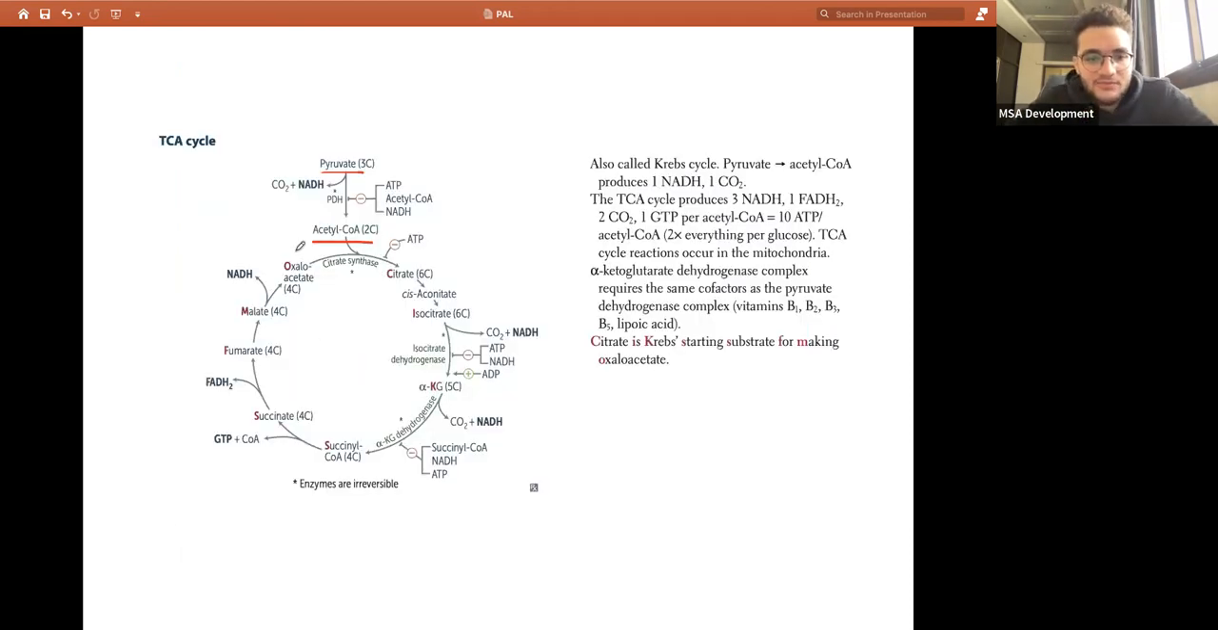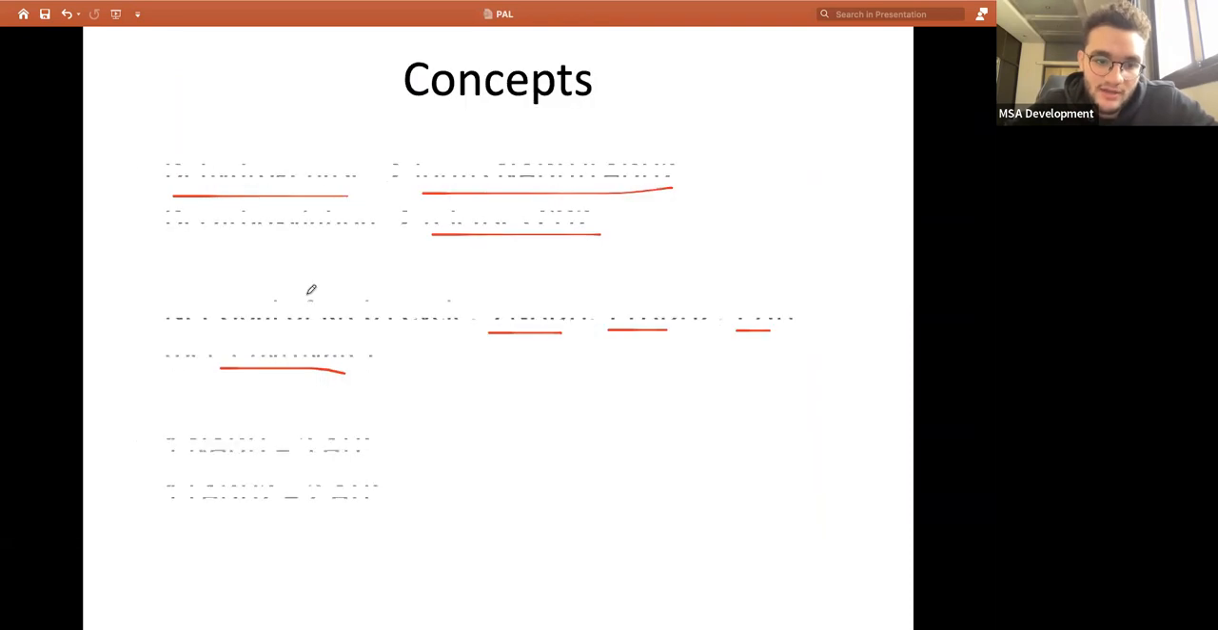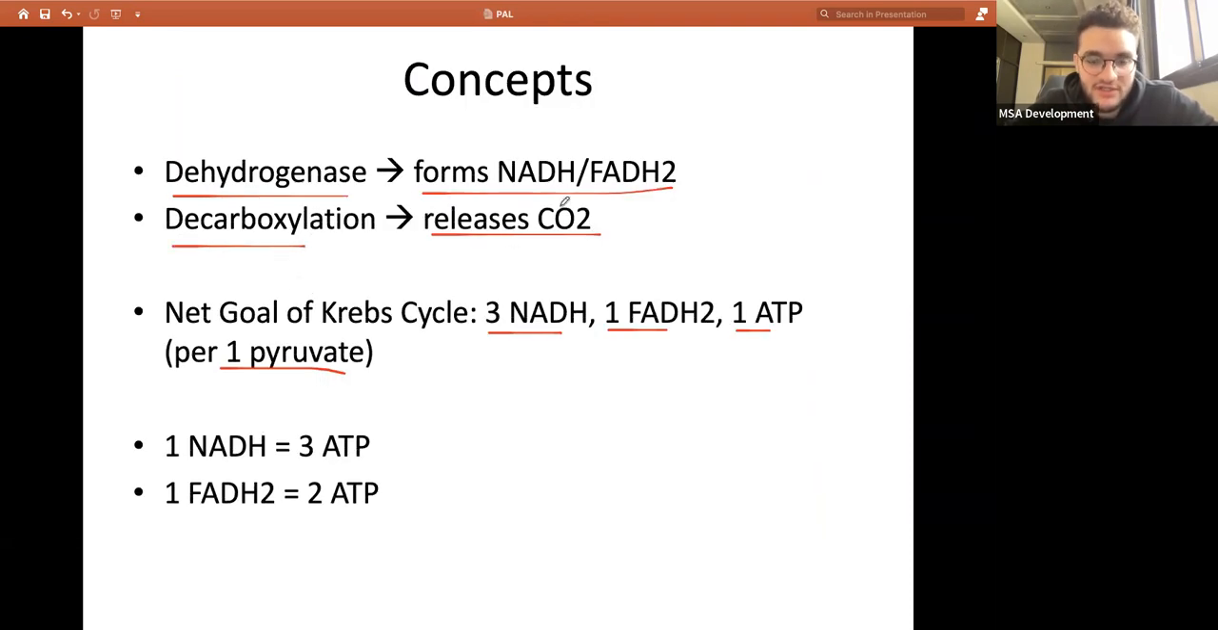As I said, pyruvate dehydrogenase. Pyruvate is the substrate, and dehydrogenase means it produces NADH. If you notice, it also produces carbon dioxide here. A carbon is released from the body. So this is not only a dehydrogenation, it's also a decarboxylation because it releases CO2.